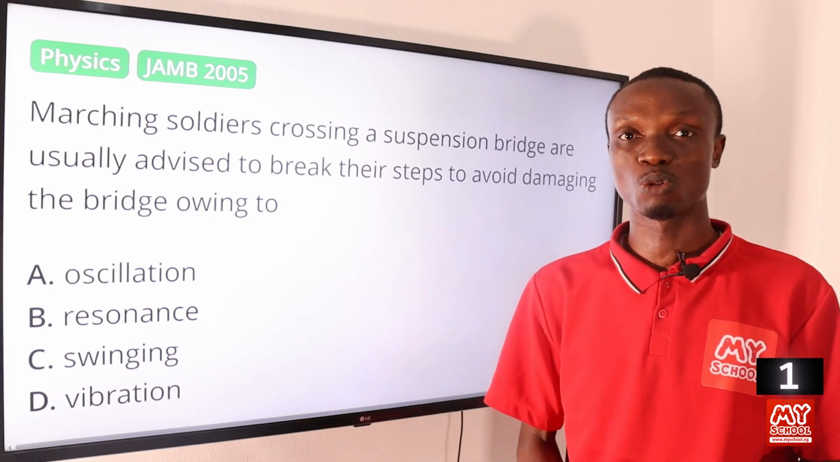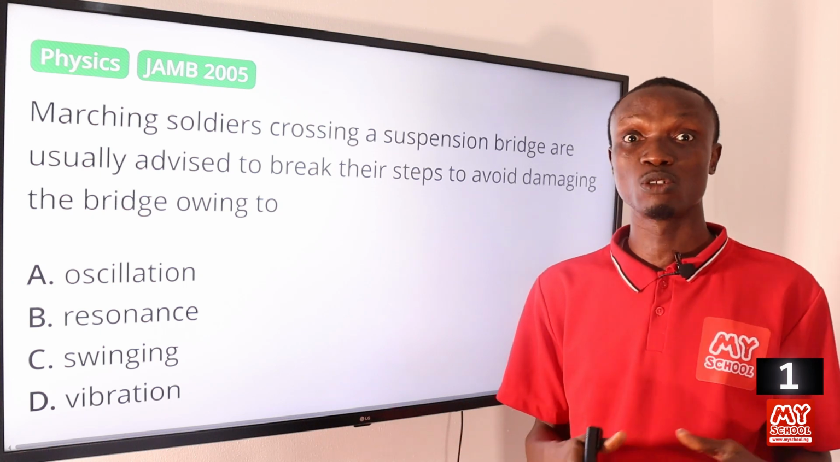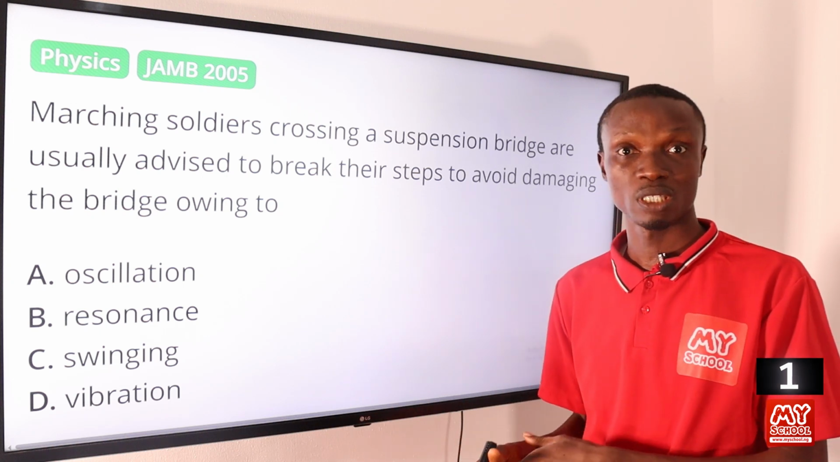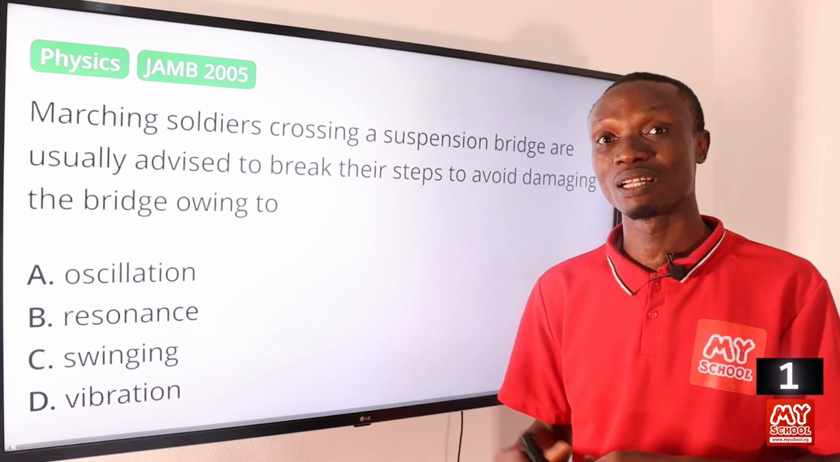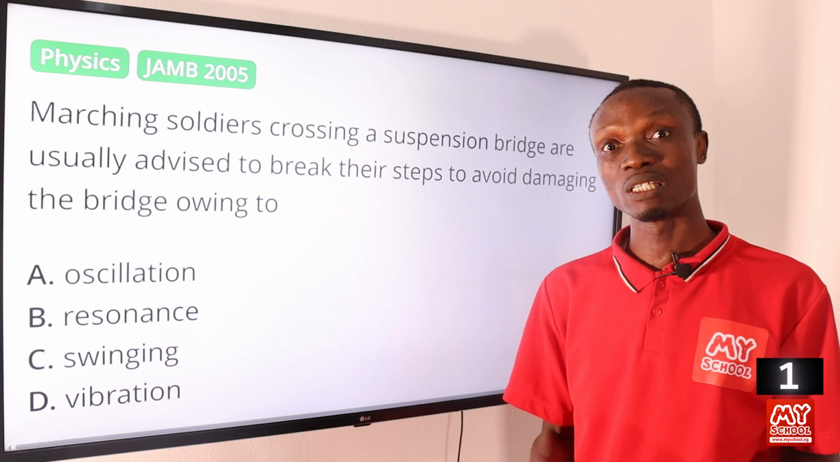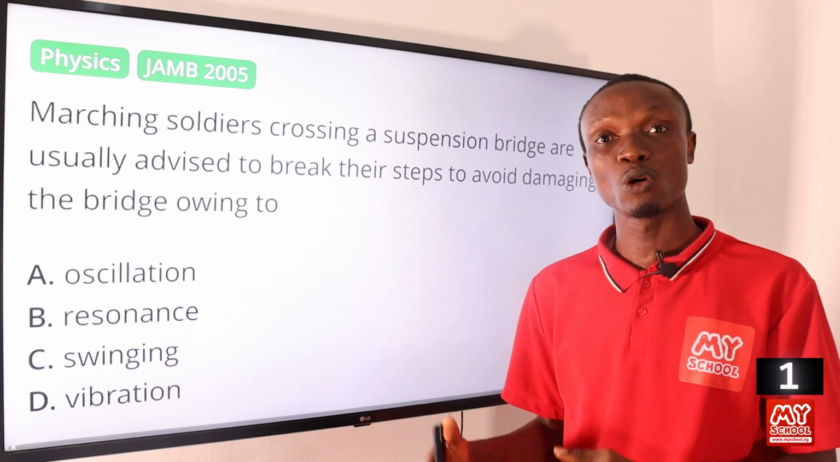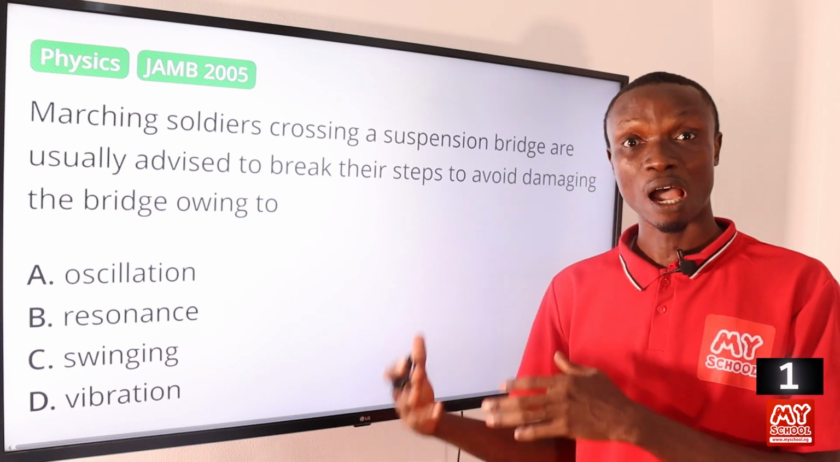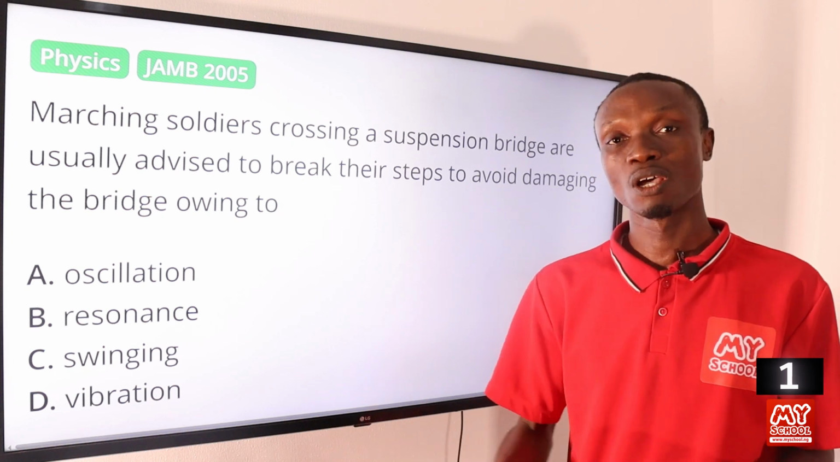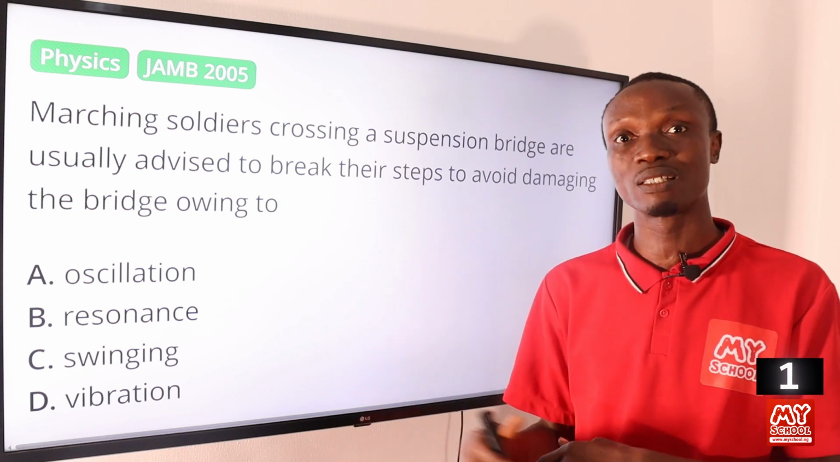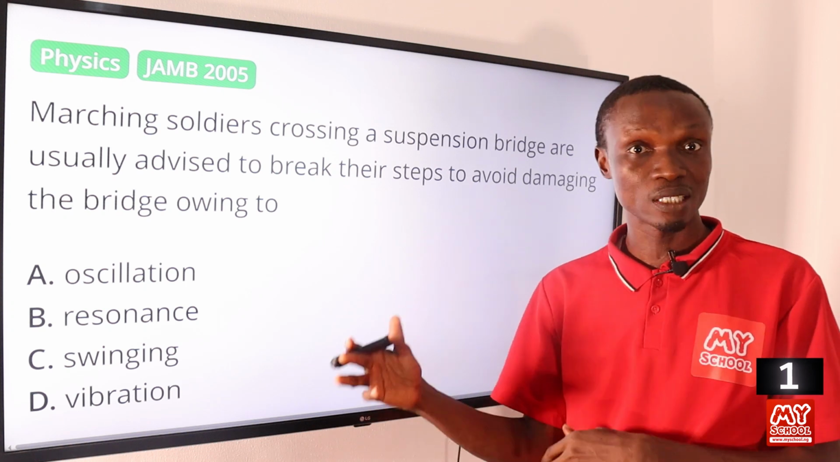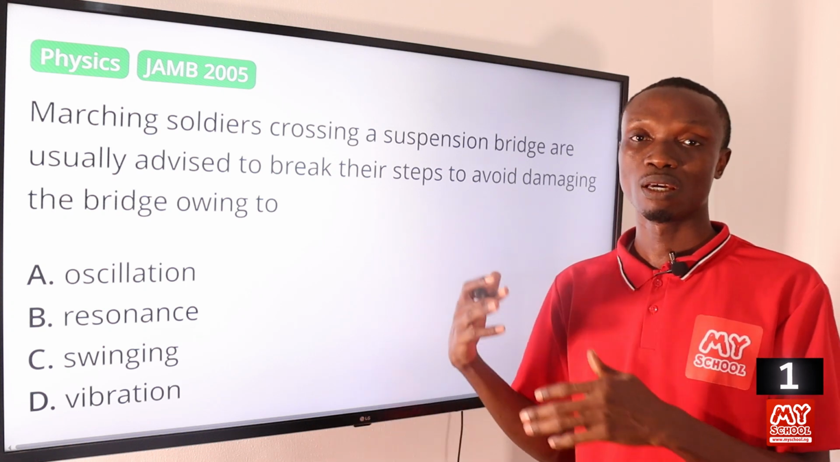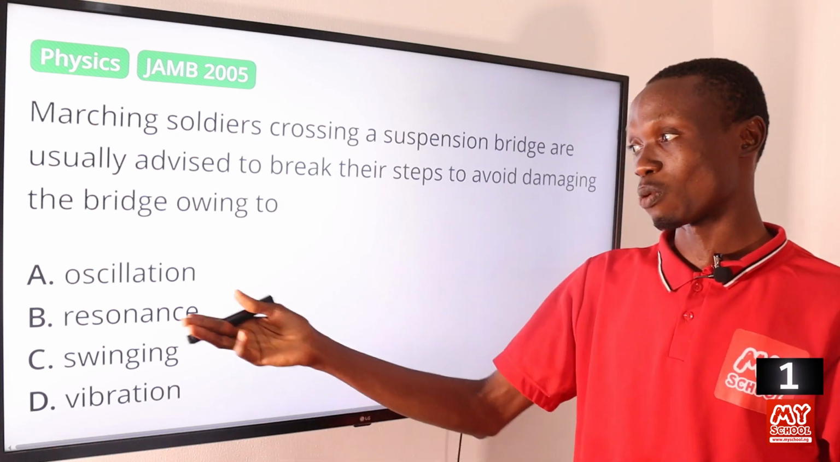The reason for that is because when soldiers march in uniform crossing a suspension bridge, their footstep actually creates vibration, which matches the natural frequency of the bridge. This phenomenon known as resonance actually amplifies the vibration, which potentially damages the bridge. So in order to avoid this, they are asked to break their steps when crossing a suspension bridge. So that makes option B the correct answer to this question.